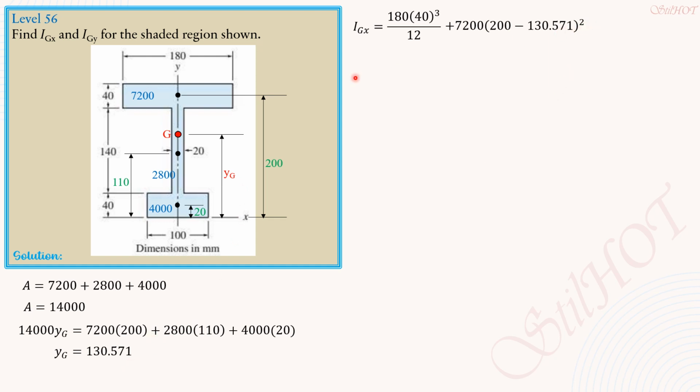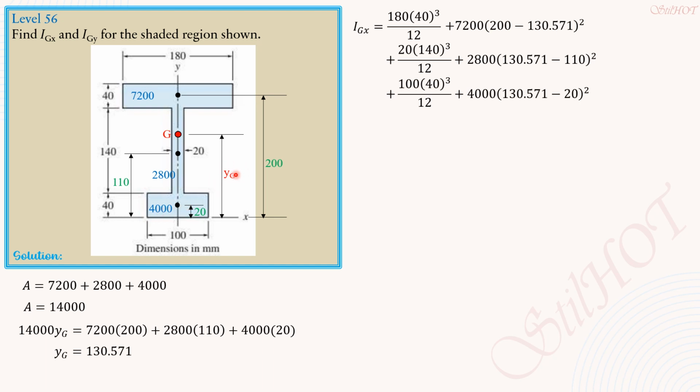Plus for the moment of inertia of this middle rectangle, 20 times 140 cube over 12 plus 2,800 times quantity YG minus 110 squared. Take note that even if it is 110 minus YG, because it is squared, it doesn't matter. This is always positive. Plus 100 times 40 cube over 12 plus area 4,000 times quantity YG minus 20 squared. This distance here is YG minus 20, the distance between G and the centroid of the third rectangular section.